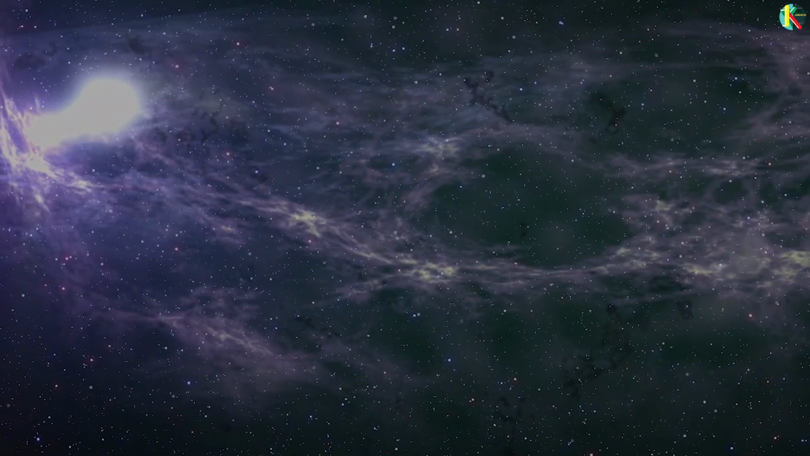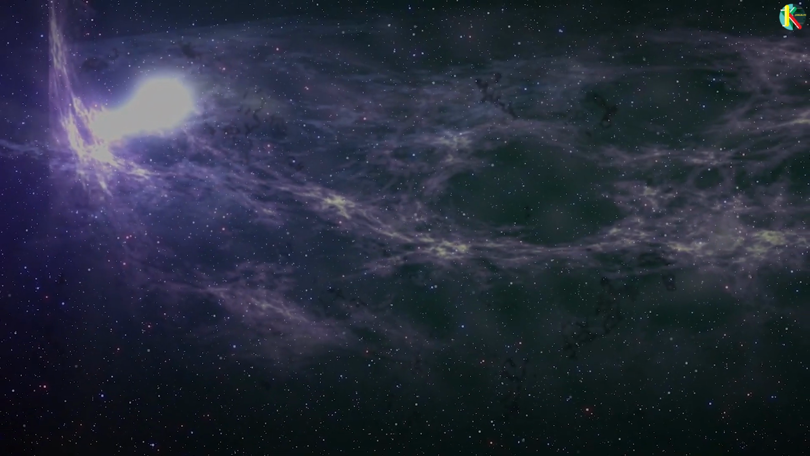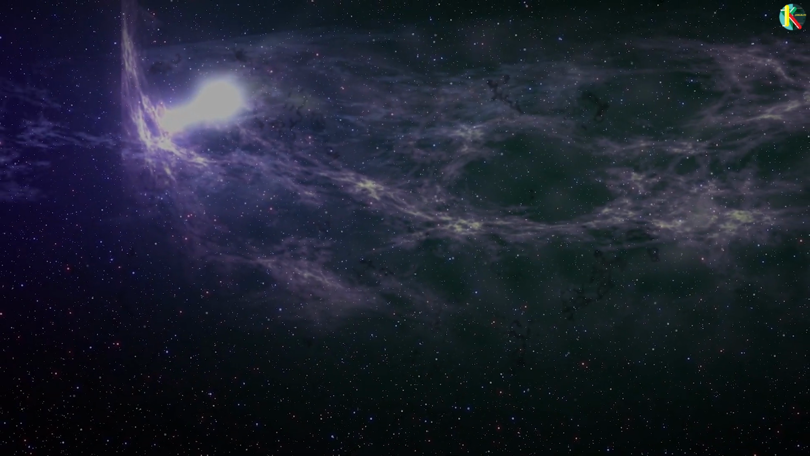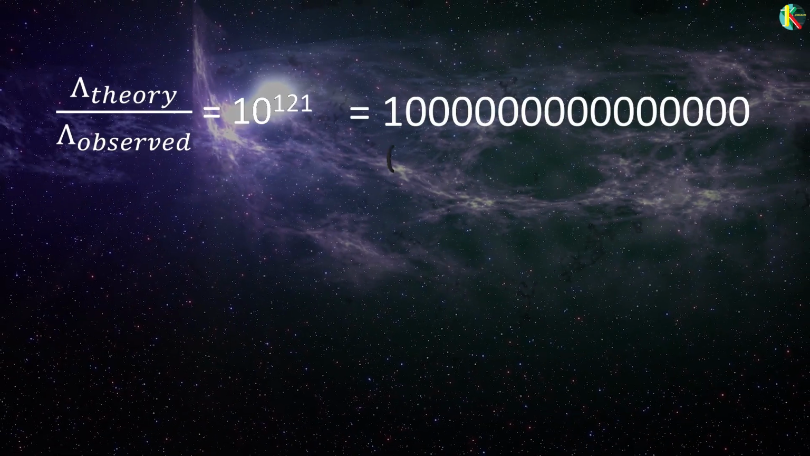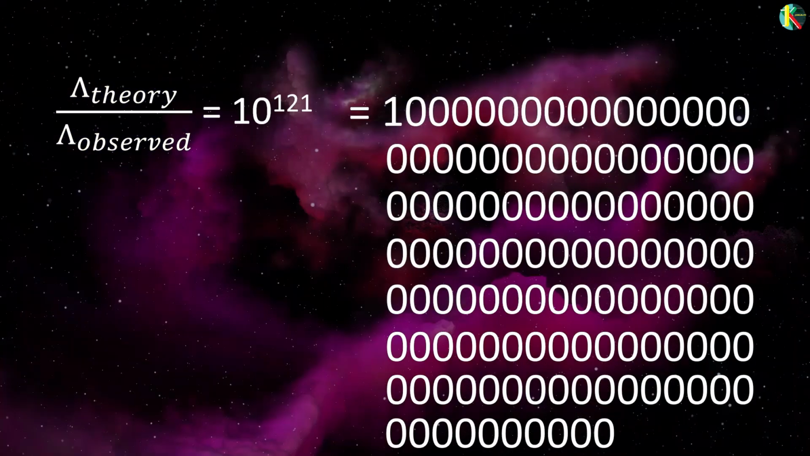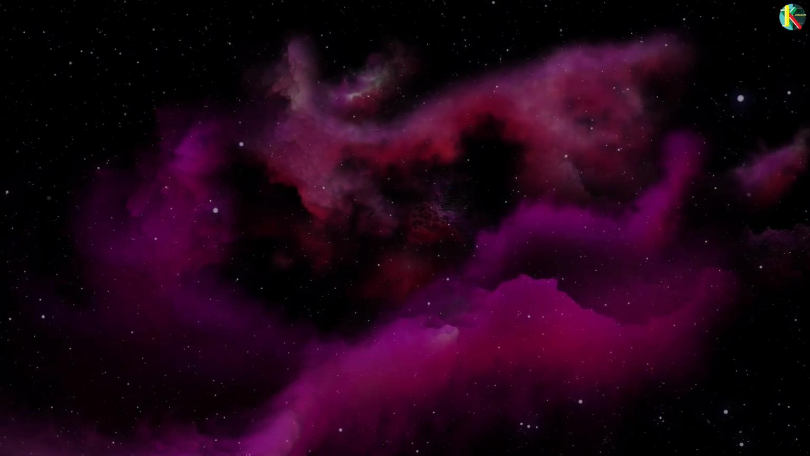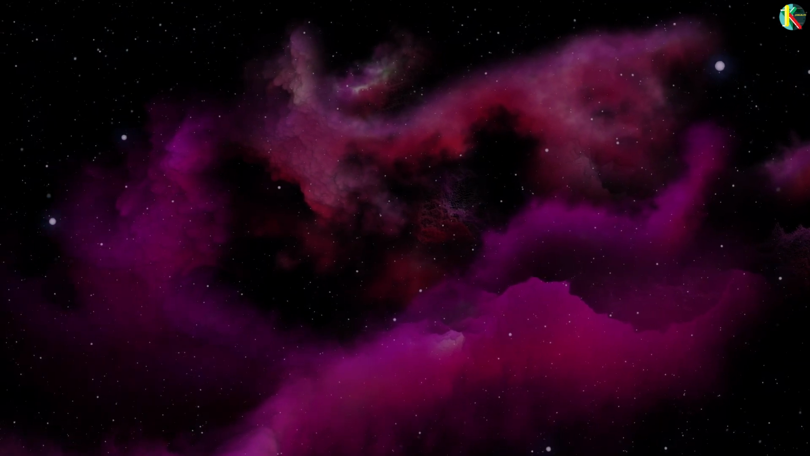The problem arises when physicists attempt to calculate its contribution to the cosmological constant. Their result differs from the observation by a mind-boggling factor of 10 to the power of 121. That's 10 followed by 120 zeros. This is the largest discrepancy between theory and experiment in all of physics. But that's a topic for another video.